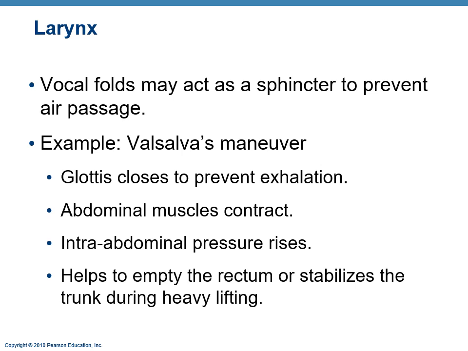The vocal folds may act as a sphincter of sorts to prevent air passage. An example is during something called Valsalva's maneuver. This type of maneuver would be used if you're lifting something heavy or you're trying to empty the rectum. The glottis closes to prevent any air from being exhaled, and the abdominal muscles contract. So you're not letting any air escape, and you're actually constricting the abdominal cavity to put more pressure on the air that's in there. When this happens, intra-abdominal pressure rises.